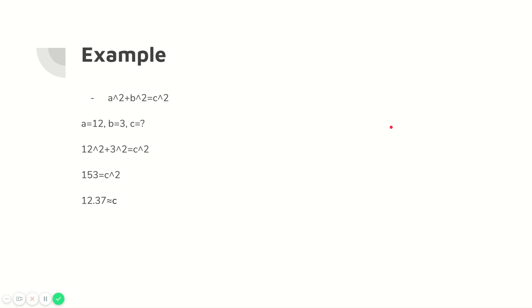So for an example, how would you use this? Let's say in this question, you have a equals 12 and b equals 3. That means you would have one side of the triangle as 12 and the other side as 3. Notice that since these are a and b, these are the two short sides. So it's asking, how do you get the hypotenuse, or the longest side? You can easily just use the formula and sub in a and b. So you get 12 squared plus 3 squared equals c squared. That gives 153 equals c squared, and you would get about 12.37 as the hypotenuse.